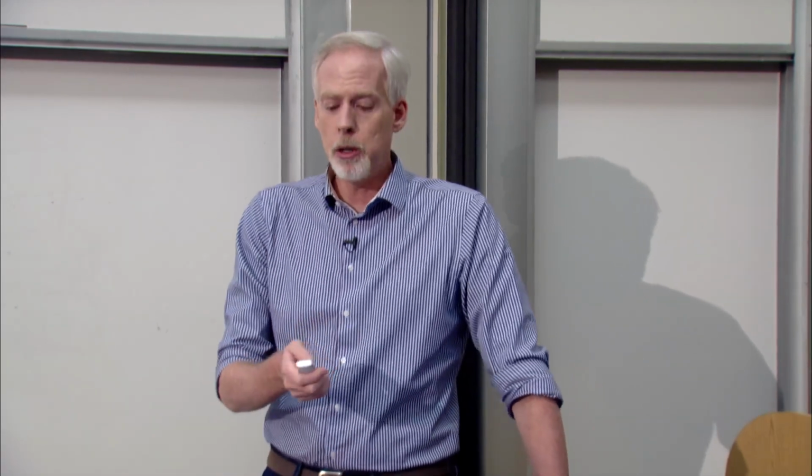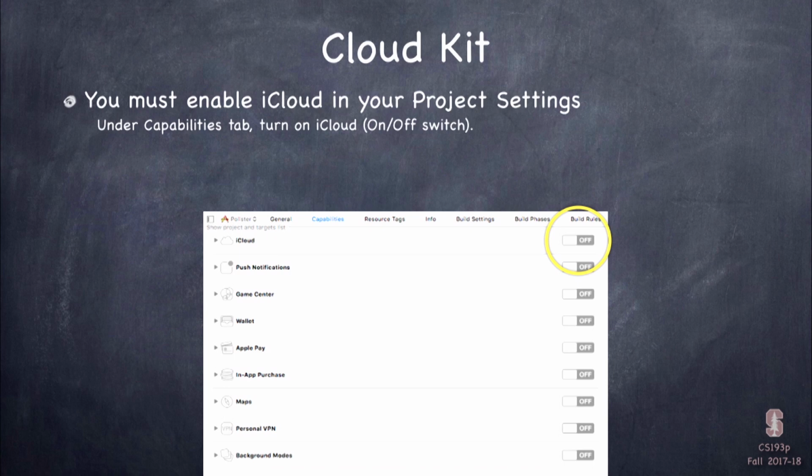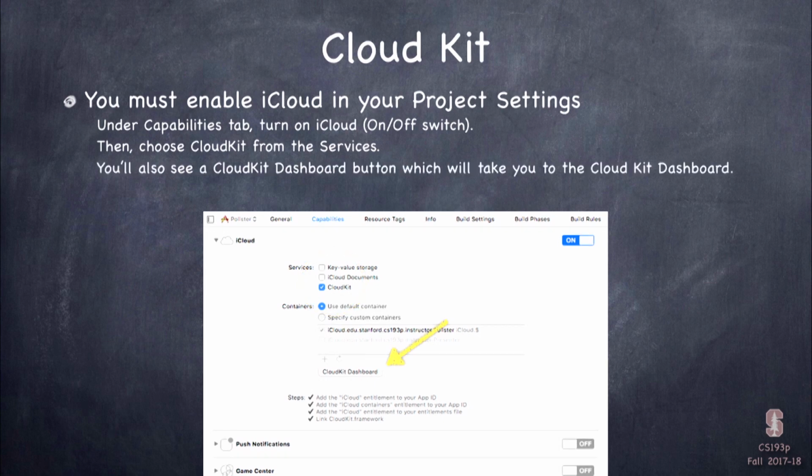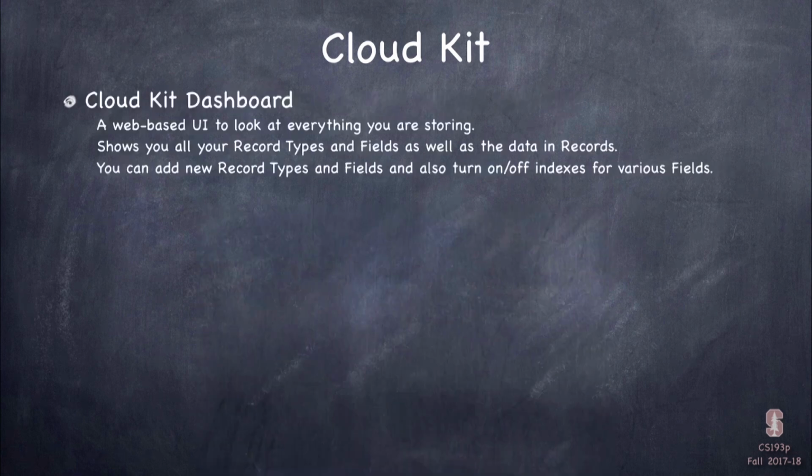Now, to use CloudKit, you have to turn on iCloud, and you do this, like a lot of things you have to turn on, like push notifications and other things, in the capabilities section of your project settings. You go to capabilities, flip the switch for iCloud on, and then turn on this little CloudKit switch down here, and that enables the capability for you to use CloudKit. If you don't turn this on, you won't be able to use it. And when you do that, there's a little button down at the bottom called CloudKit Dashboard. Let's press it and see what it looks like.